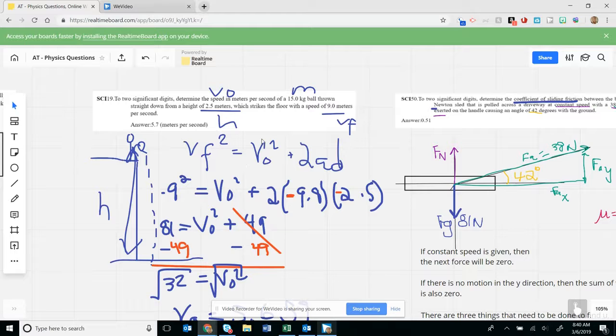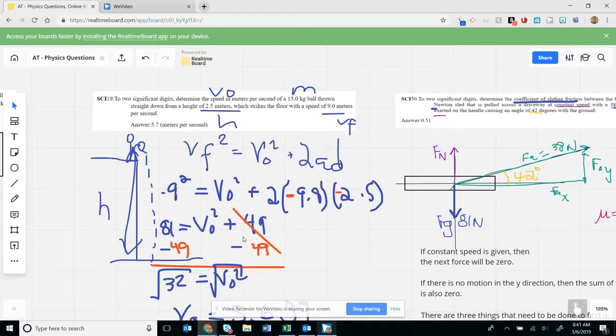Final velocity squared equals initial velocity squared plus 2AD. We're given the final velocity. It's striking the floor at 9. Technically, it'd be a -9, but we're also squaring it, so it'll turn into an 81. We don't know the initial velocity, but then we have 2 times acceleration times distance. And both of these really need to be negative because of the fact that gravity is pulling us down, and the distance that the ball has fallen is also downward, as a downward vector.